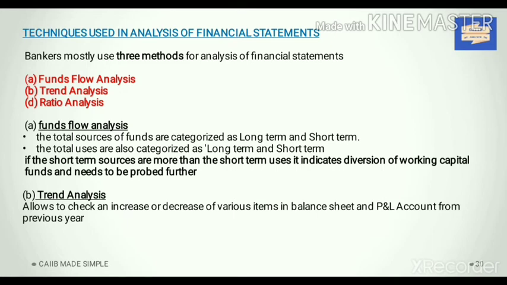If the short-term sources are more than short-term uses, it indicates diversion of working capital. Funds need to be provided further. So bankers can know whether the working capital loan given by banks is used for another purpose. Next is trend analysis, which allows checking an increase or decrease of various items in the balance sheet and profit and loss account from the previous year.